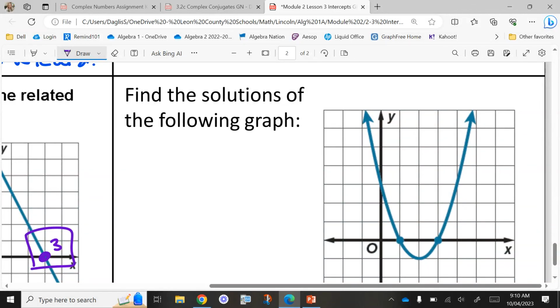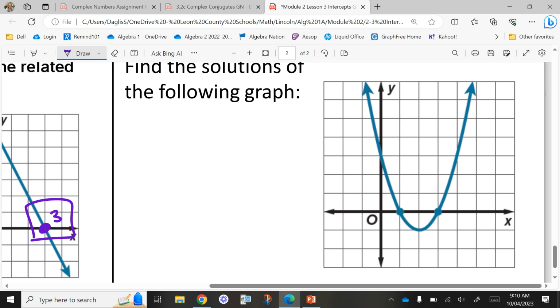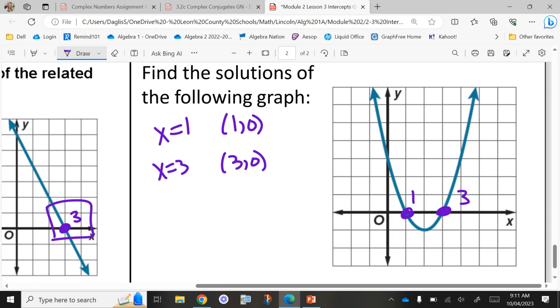All right, let's look at this guy. Find the solutions of the following graph. So it's nice when they have them plotted for you because you know they're going to be exact. So what are the solutions of this parabola? Where's it crossing the x-axis? At 1 and at 3. Is it when x is 1 or when y is 1? When x is 1, and is it when x is 3 or when y is 3? When x is 3. So you could also say 1, 0 and 3, 0, same thing. Okay, so pulling from a graph is nice.